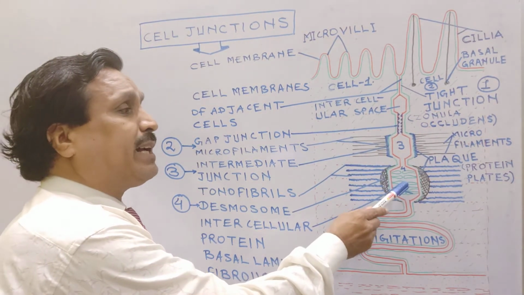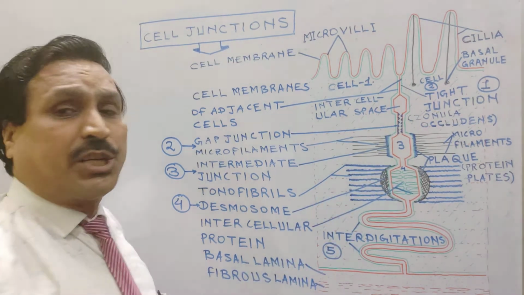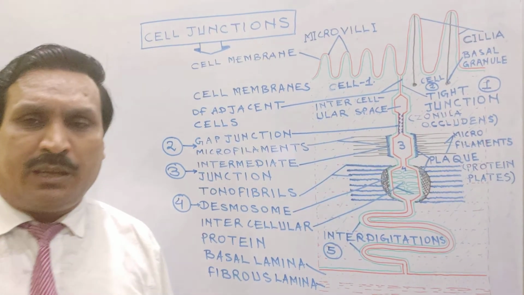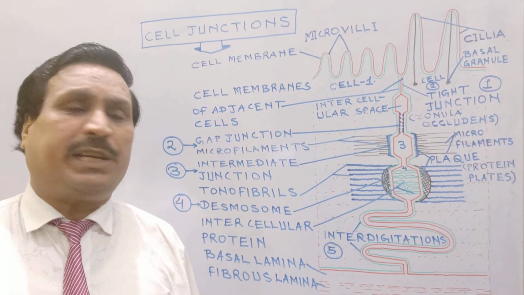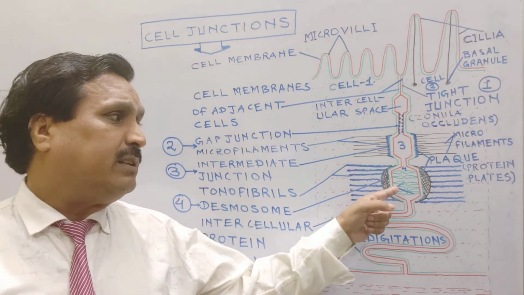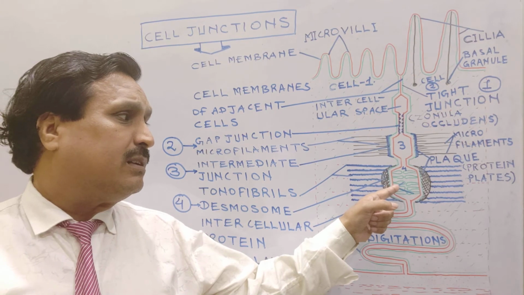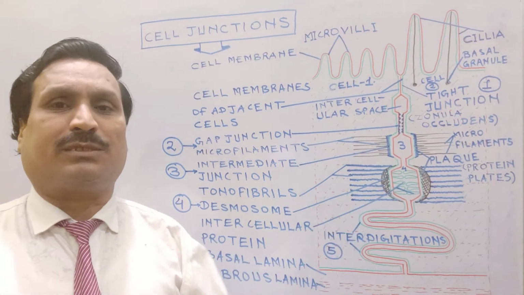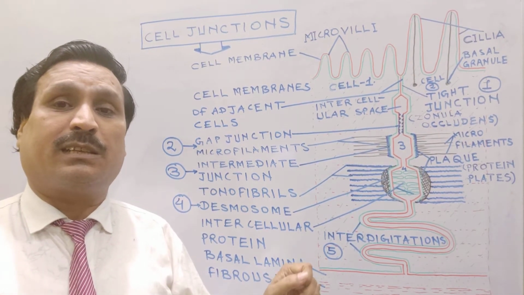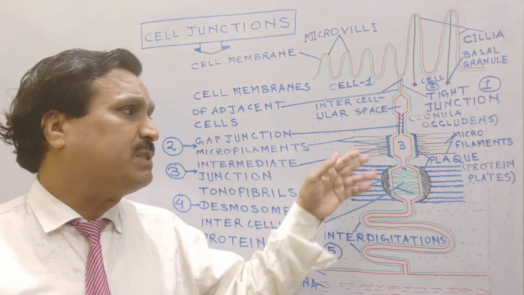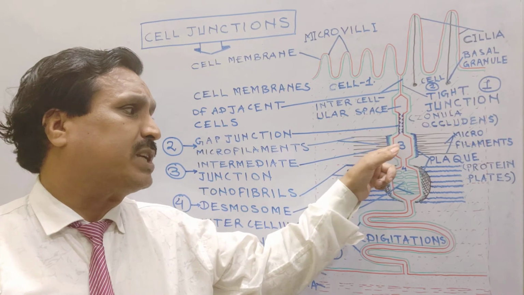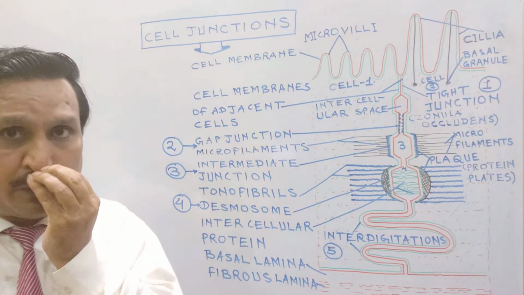Desmosome is also an anchoring junction. Intermediate junction is also an anchoring junction, and generally a comparison between intermediate junction and desmosome is asked. Let us have a glance at the difference between intermediate junction and desmosome.